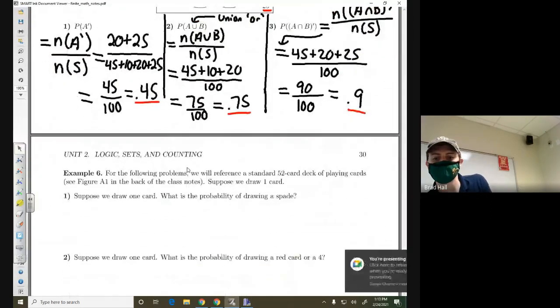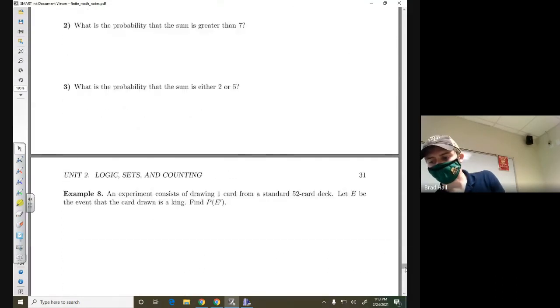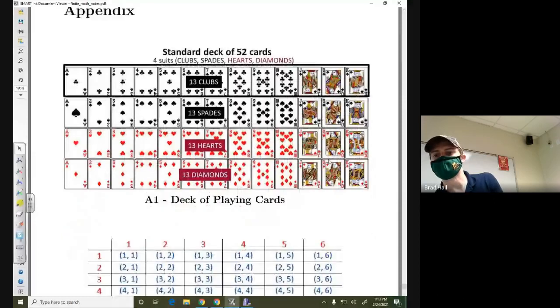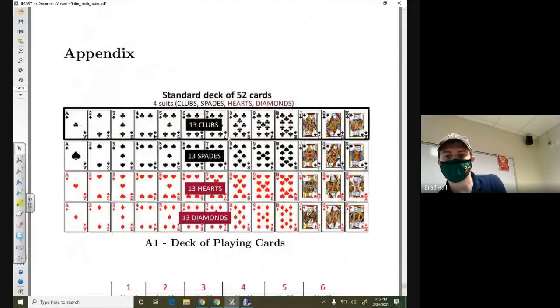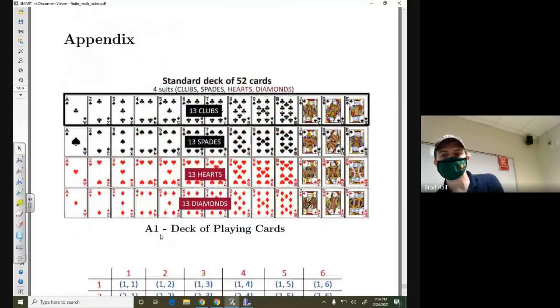Now for these problems, we're going to be referencing a standard 52 card deck of playing cards. If you're not familiar with how playing cards are, well, just what the numbers are and the suits and all that, I did add, depending on what time you printed out the notes, you might not have this, but the newest notes online has this appendix with information about the 52 playing cards and the rolling 2 dice outcomes, which we'll talk about later.